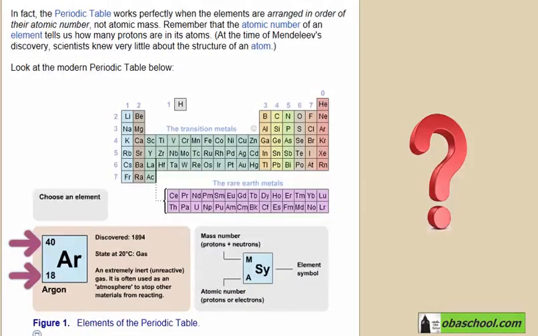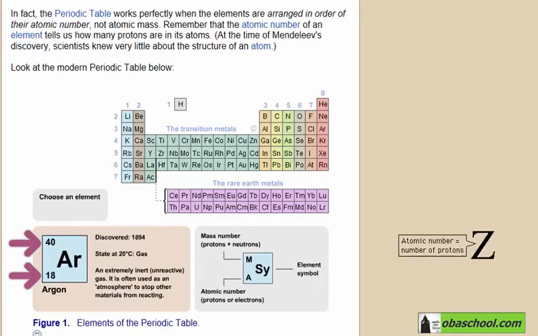What do these two numbers over here indicate? This number, 18, is the atomic number, which is the number of protons, which is equal to the number of electrons in an atom. And 40 is the mass number, which is the number of protons and neutrons. We will describe the periodic table in more detail later.